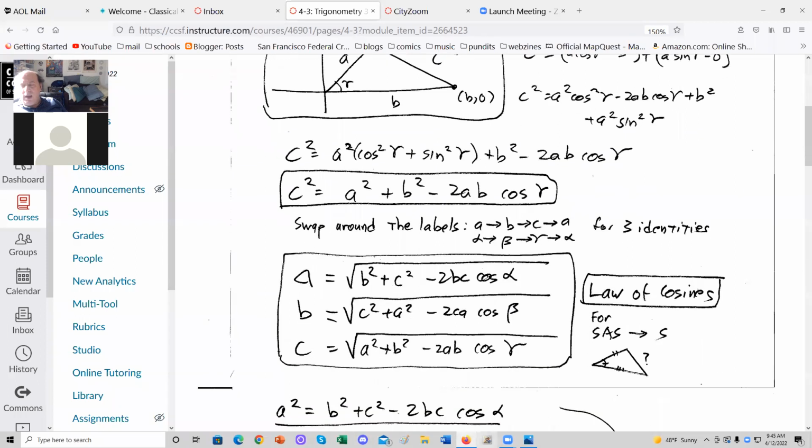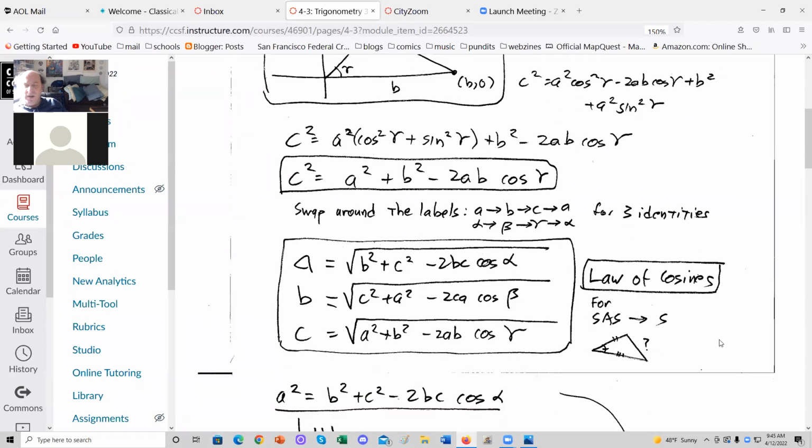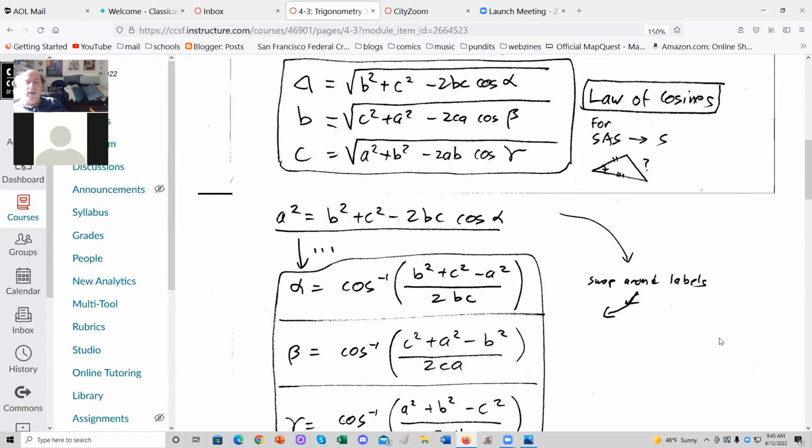All right. Like I say, it's useful for side angle side problems. It gives you the far side. On the other hand, from this equation, a squared equals b squared plus c squared minus 2bc cos alpha, we'll solve for alpha by transposing b squared and c squared, transposing the 2bc, and taking an arc cosine. And you get alpha equals arc cosine of b squared plus c squared minus a squared over 2bc. So given three sides, this gives you one of the angles.